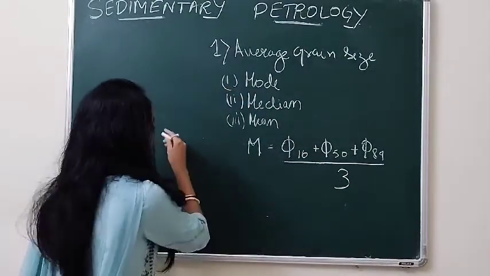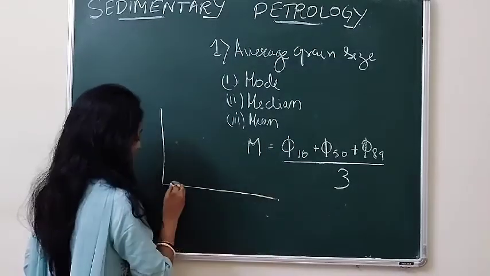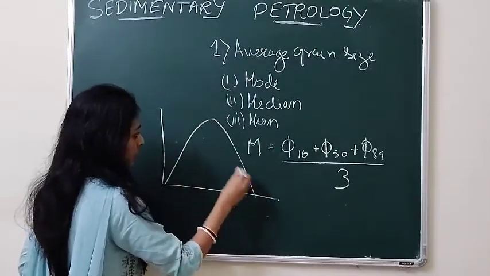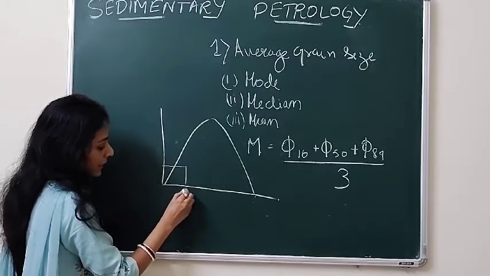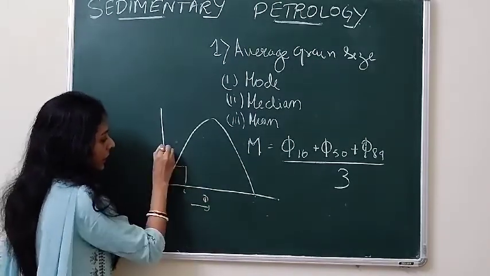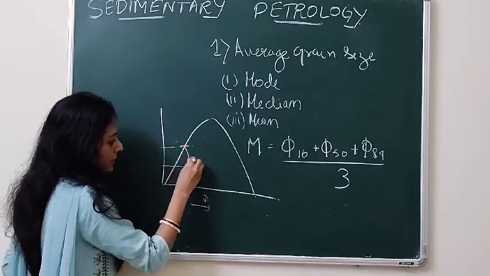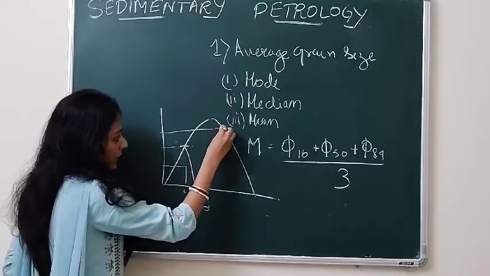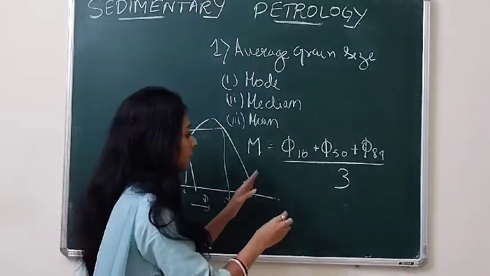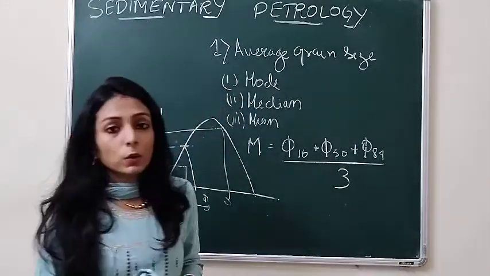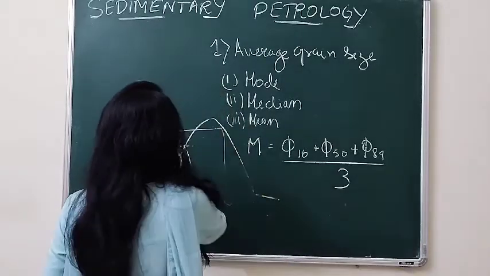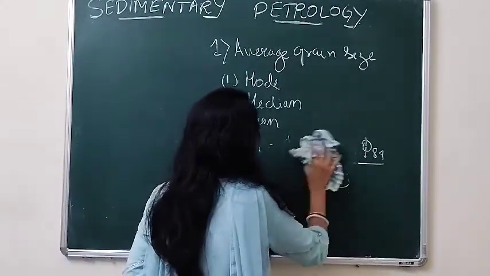So how is it done? For example, you have a normal curve. At 516 the phi size is taken, at 550 the phi size is taken, and at 584 the phi size is taken, and then the average is done, and that average is the mean. So this is the way we calculate average grain size through three methods, that is mean, median and mode.